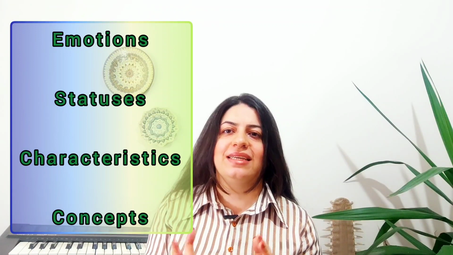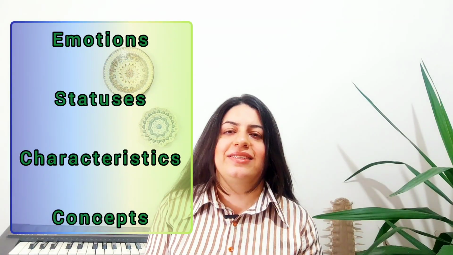These nouns can embody emotions, statuses, characteristics, or concepts. To better understand them, we categorize abstract nouns based on our ability to sense or feel them. Now, you might ask, what makes abstract nouns different from concrete nouns? The easiest way to understand the concept of abstract nouns is to compare them to concrete nouns. All nouns can be classified as either concrete or abstract.